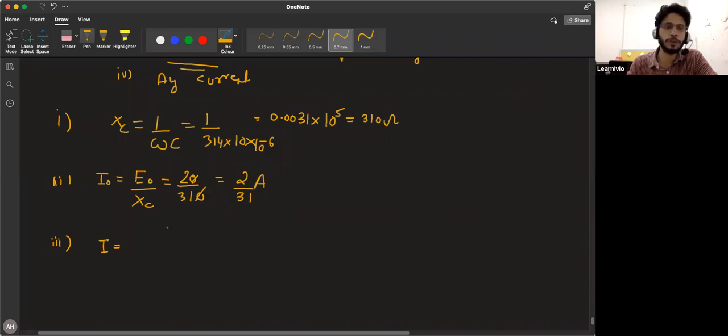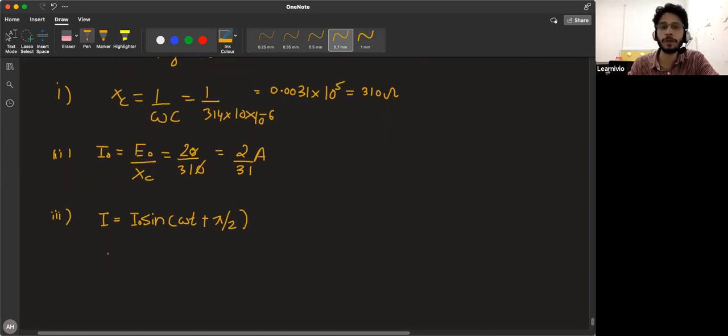Akshay, what should be the equation of current in this particular circuit? Sir, I naught sine omega t. No. There is a phase difference between current and EMF. Current and EMF cannot be in the same phase. In a circuit having capacitor only, current leads. So it will be plus pi by 2, right? If you have a circuit having capacitor only, then current leads EMF by pi by 2.